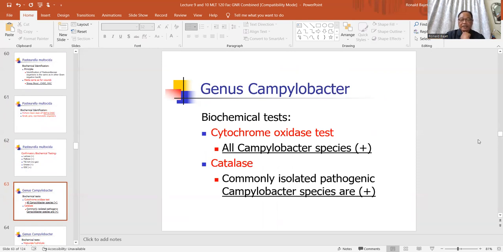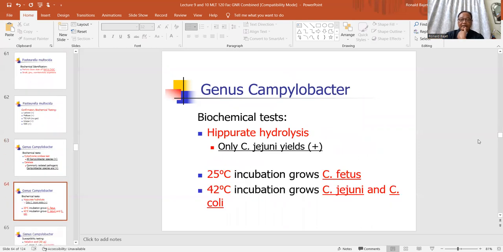Campylobacter is oxidase positive, cytochrome oxidase. All Campylobacter species are oxidase positive, and catalase positive. There are three main species to know about: Campylobacter fetus, Campylobacter jejuni, and Campylobacter coli. Campylobacter fetus will grow at 25 degrees centigrade, and Campylobacter jejuni and Campylobacter coli will grow at 42 degrees centigrade. As you can see, 37 won't work. It's either going to be 25 degrees room temperature or 42 degrees in a much warmer incubator. 37 degrees will not work for Campylobacter jejuni, which is the main pathogen. All three are significant, but jejuni is the main pathogen.